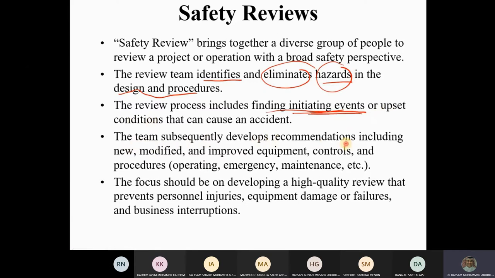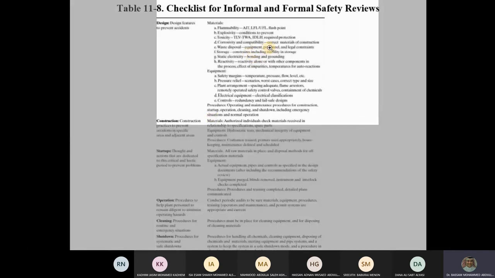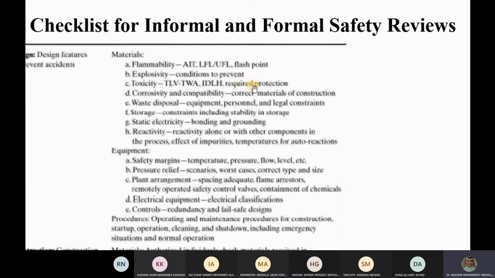And then, of course, the team comes up with recommendations, what the actions are. And this could be equipment or actions in control or procedures. And then the focus should be on developing a high quality review, that prevents injuries and prevents damages and so on. So this is a safety review. And this is a checklist, some informal, because sometimes you have it formal or informal. Sometimes informal is good because it's less pressure and you talk very freely between people rather than making it formal.